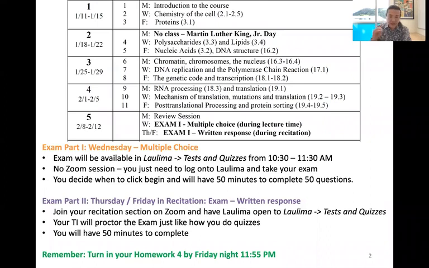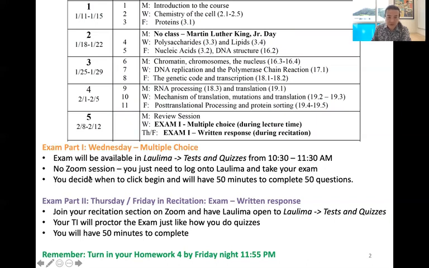So this time on Wednesday, I need to fix the time. All right, sorry, I goofed right there. It says 10:30 to 11:30, but I'm going to change that because our class is 9:30 to 10:30. So I'm going to fix this, so don't be thrown off by that. So it's from 9:30 to 10:30 on Wednesday. You don't have to log into Zoom. You just need to log into your La Lima recitation section at that time and take your exam.